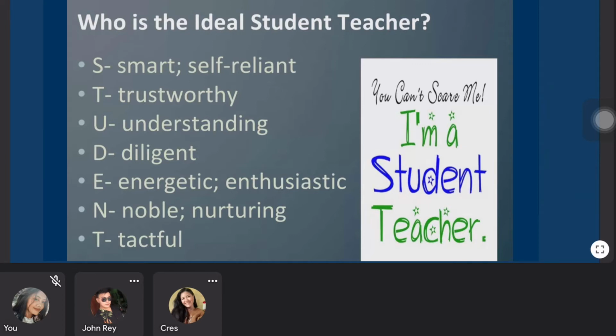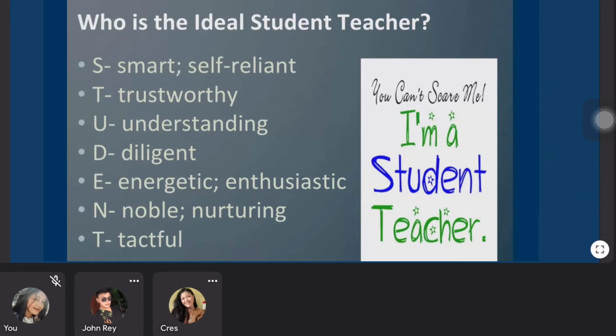So if our mood is lousy, or if we show to our students that we are tired, then our students would feel that energy, and they would also feel tired. They will not feel energetic. So as student teachers, we should be energetic in delivering learning to the students, because it will always be effective if we deliver lessons to the students with energy and enthusiasm. Next, we have N for noble and nurturing.